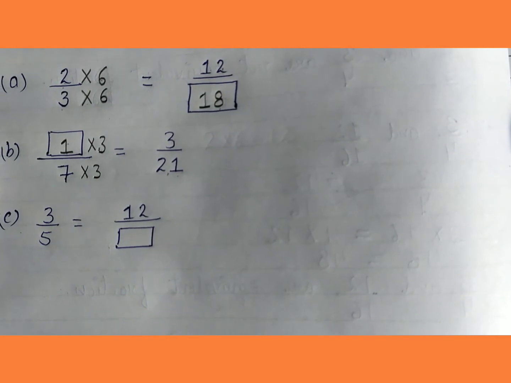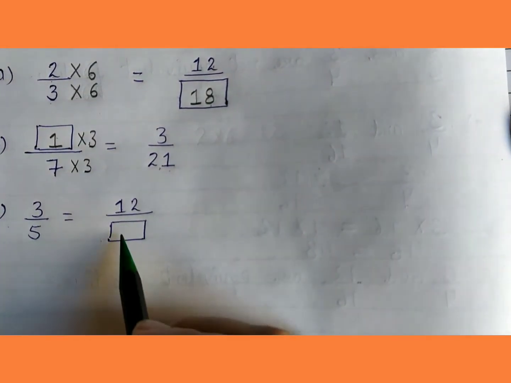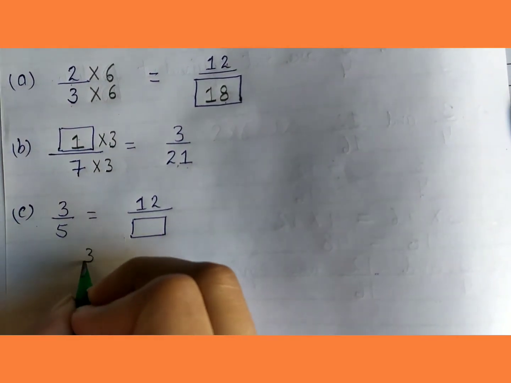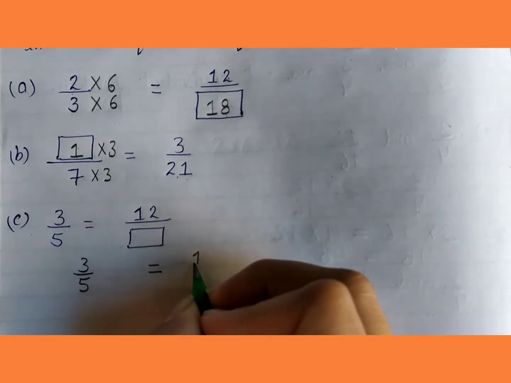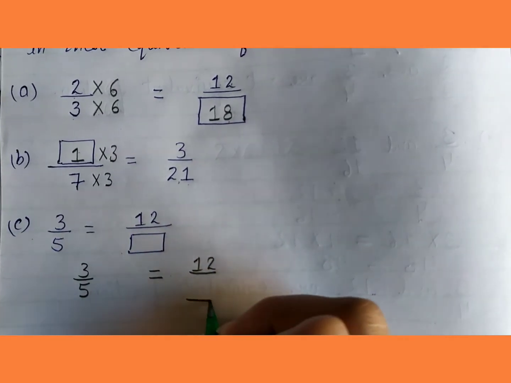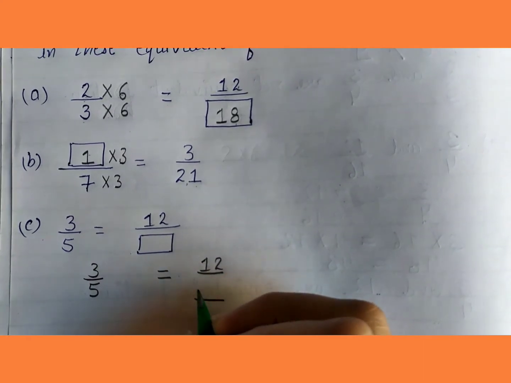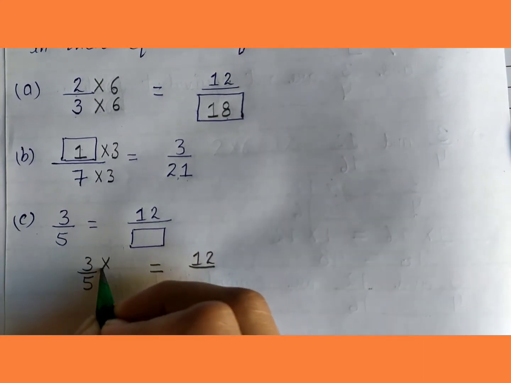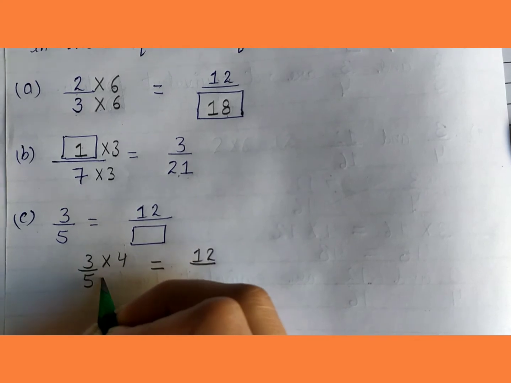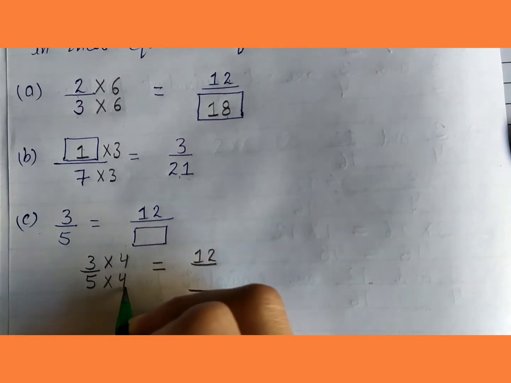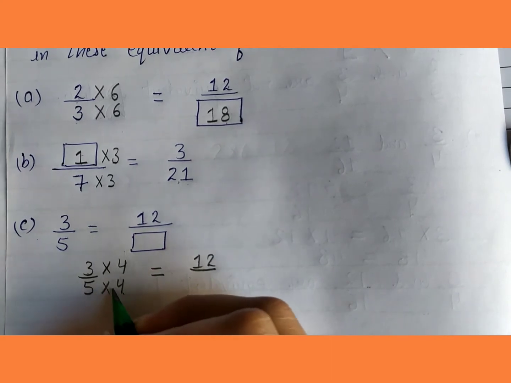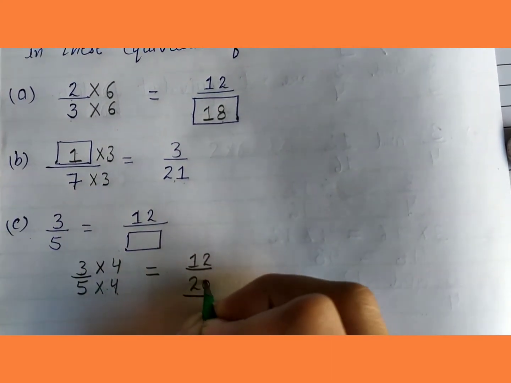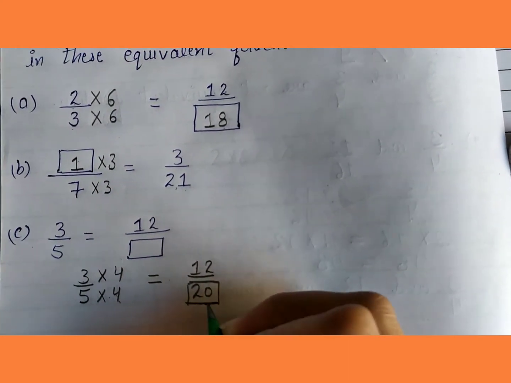Okay. Next is 3 upon 5 equal to 12 upon dash. Children, multiply by 4 in the numerator and denominator. 3 multiply 4 equal to 12. 5 multiply 4 equal to 20. So your answer is 20.